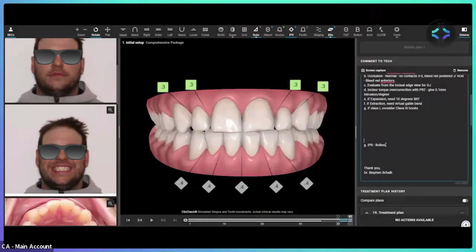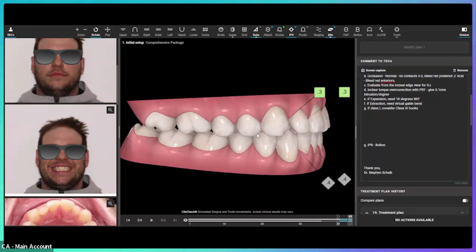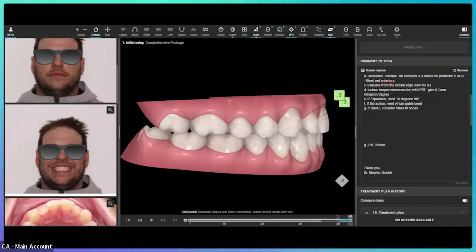Now, this is a different consideration because we talked about it already. Is Bolton relevant? Yes, totally. If you are a class 1 or a class 3, Bolton is important. He is a class 3, which means that Bolton is even more important.